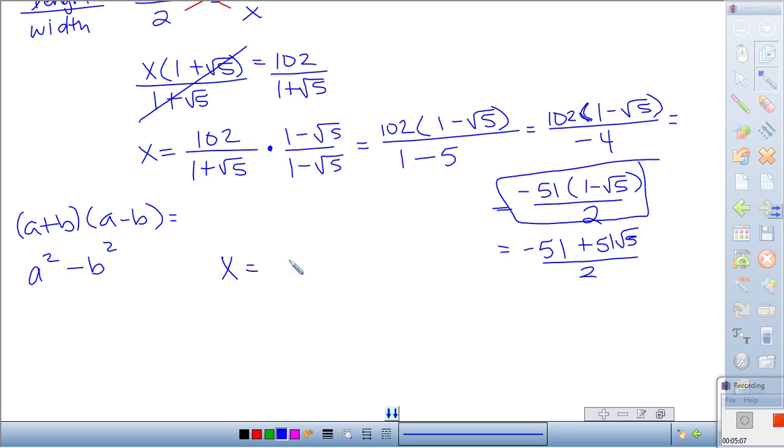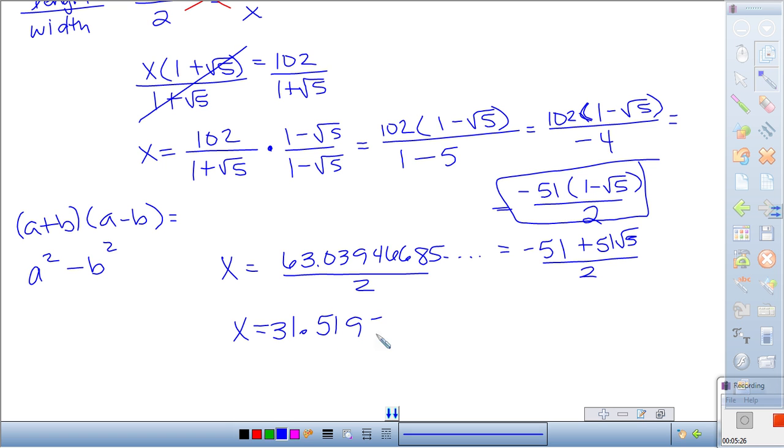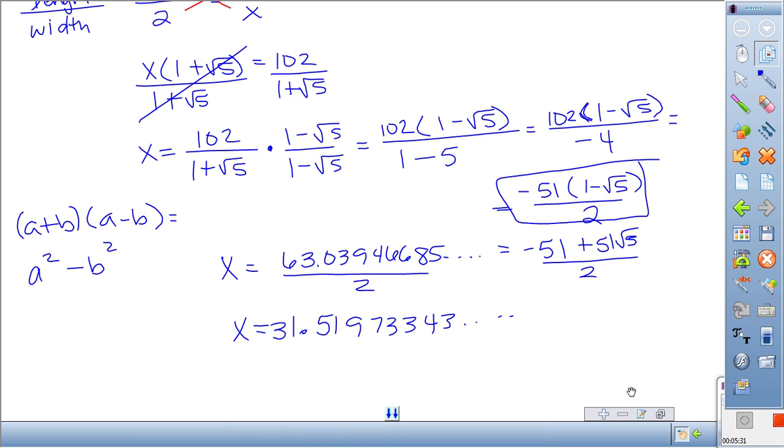So x equals something like 63.03946685. We know it keeps going. They just give us part of it, divided by 2. So leave that whole number in your calculator, then just hit divided by 2, and it gives you the number 31.51973343, etc.